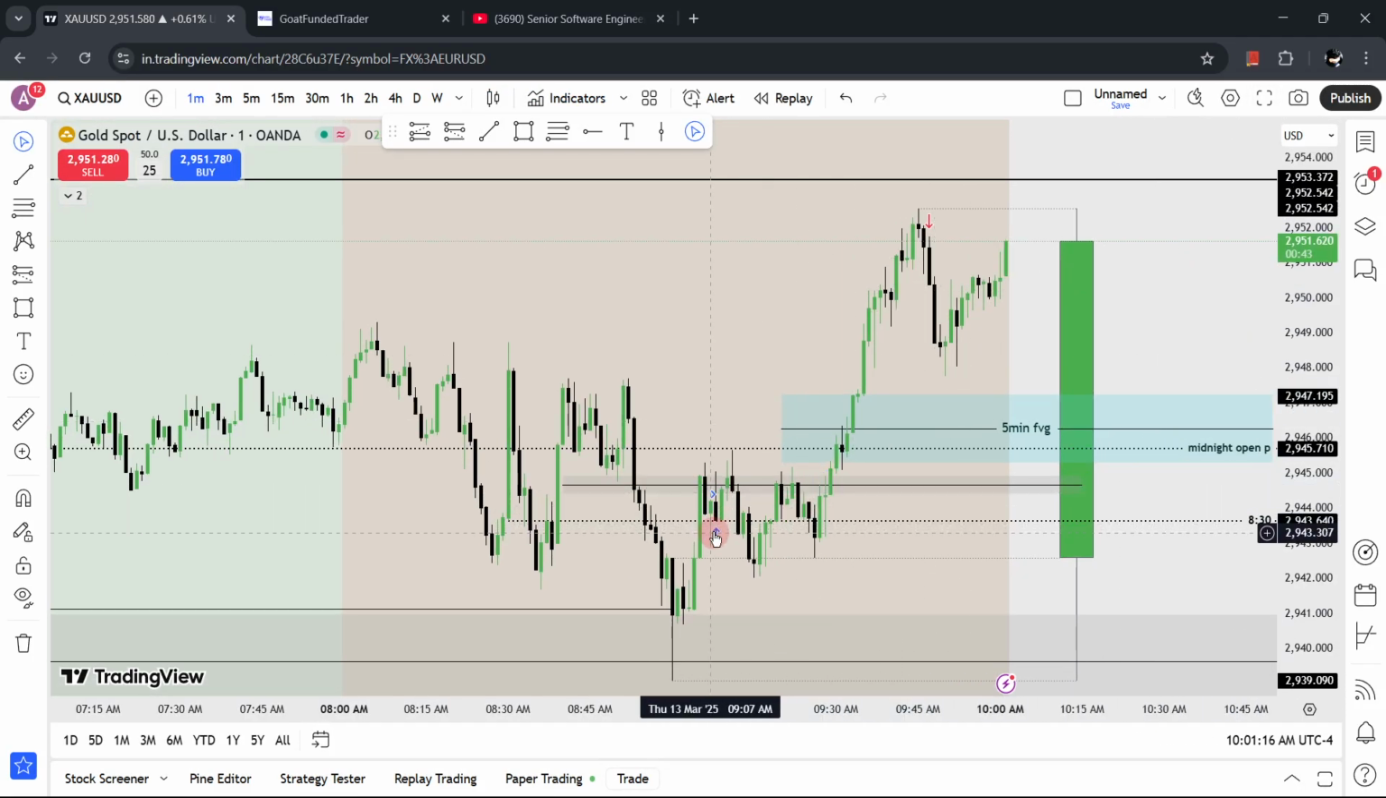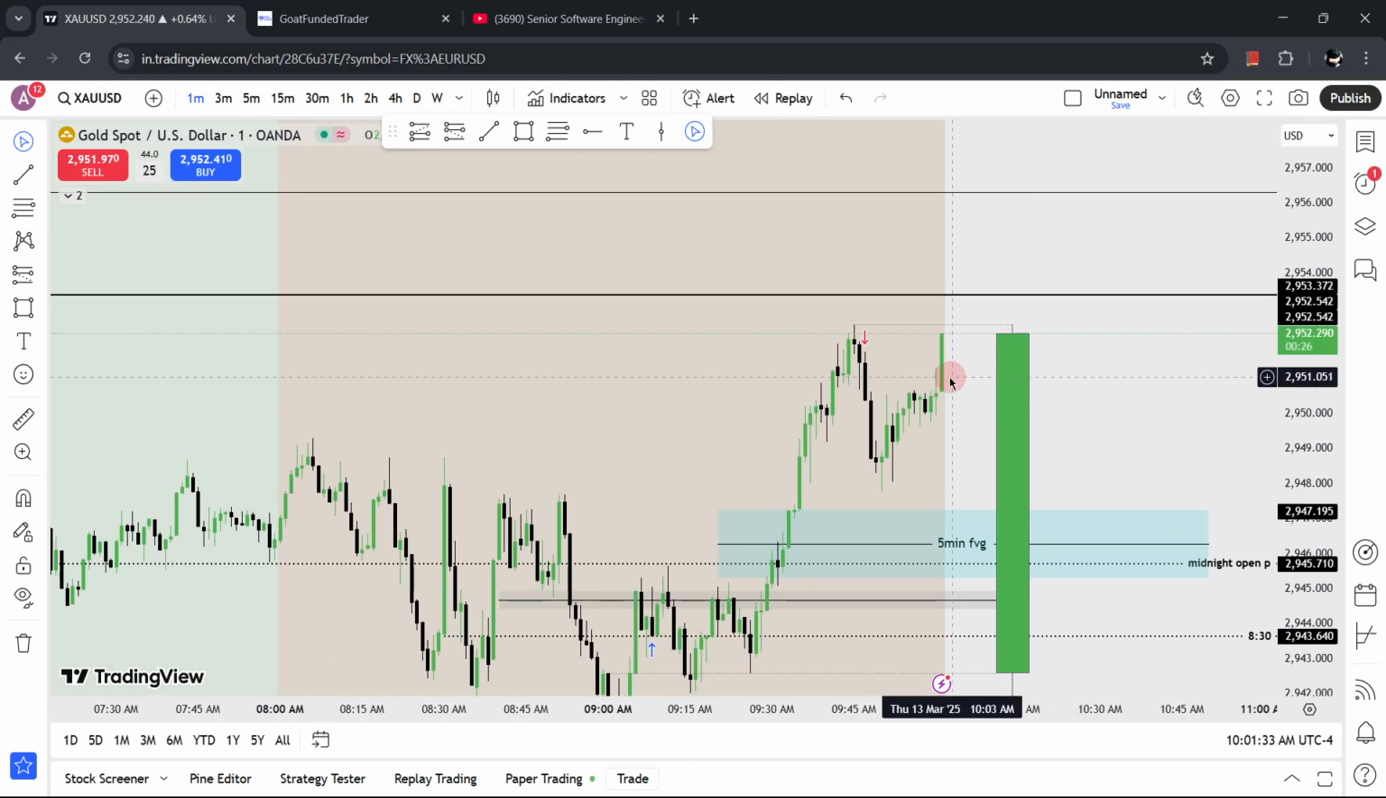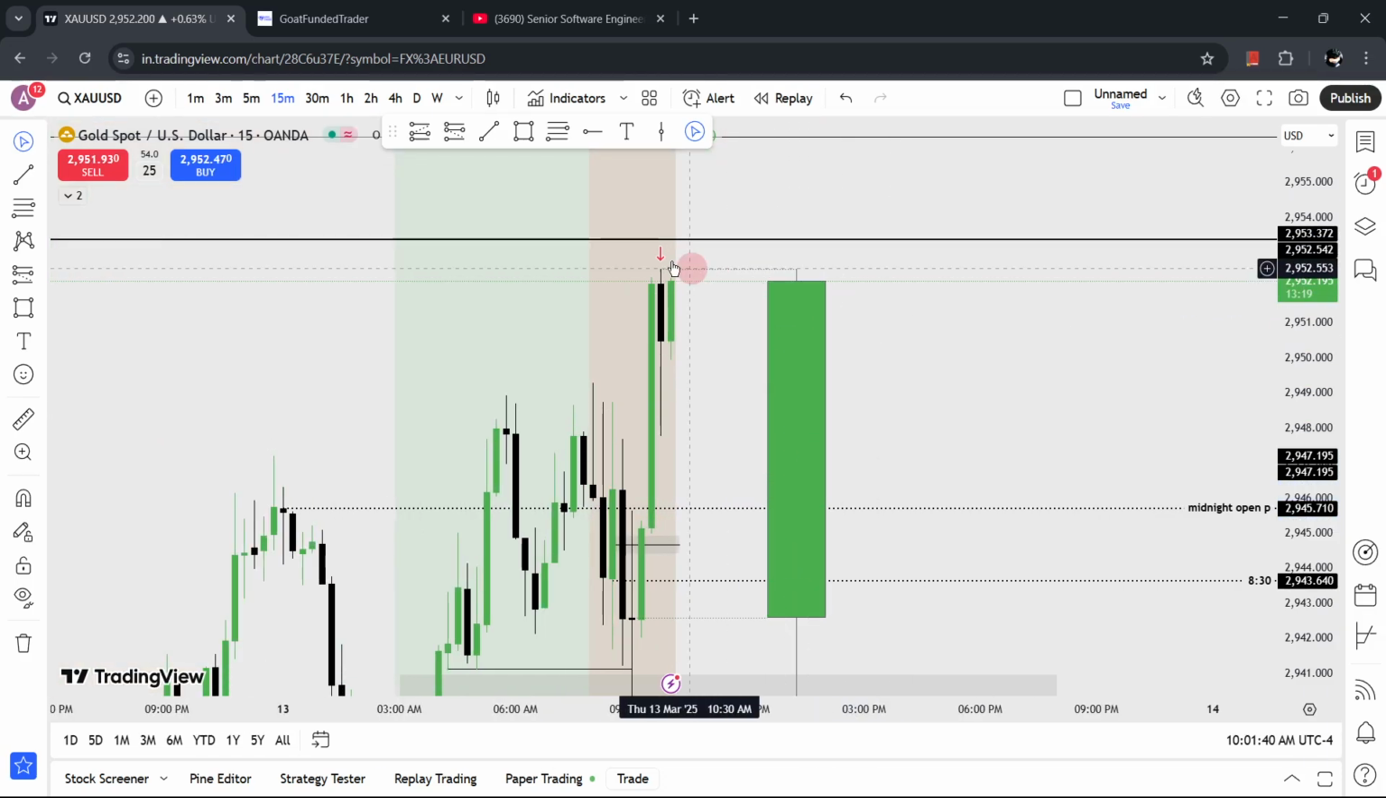So buy from here. My actual buy entry shows me it could be from here somewhere. It went all the way. Again, I retest to this fair value gap. No, it again came and went to our target. I think today it will create an all-time high. Let me check.